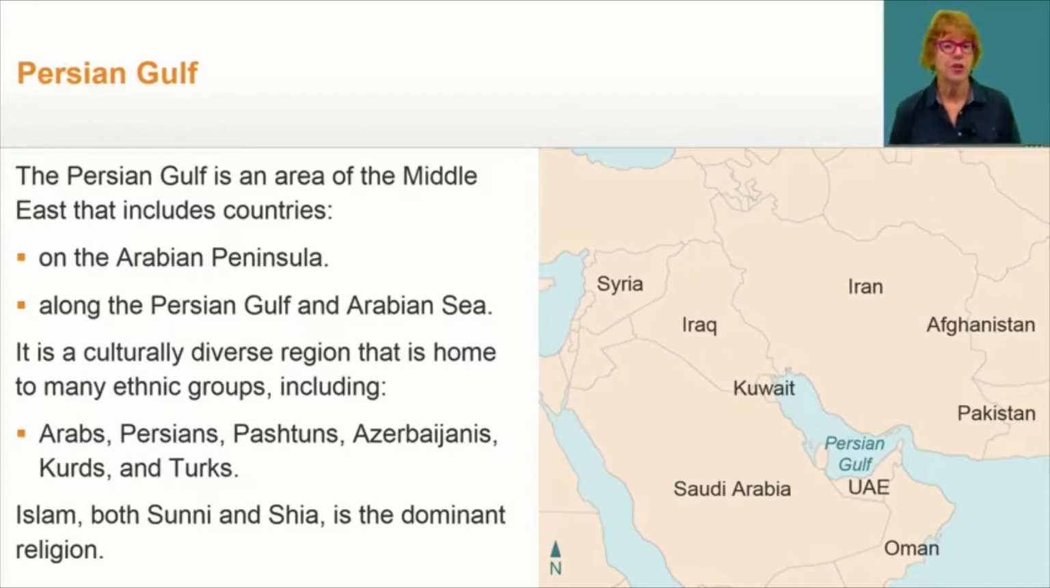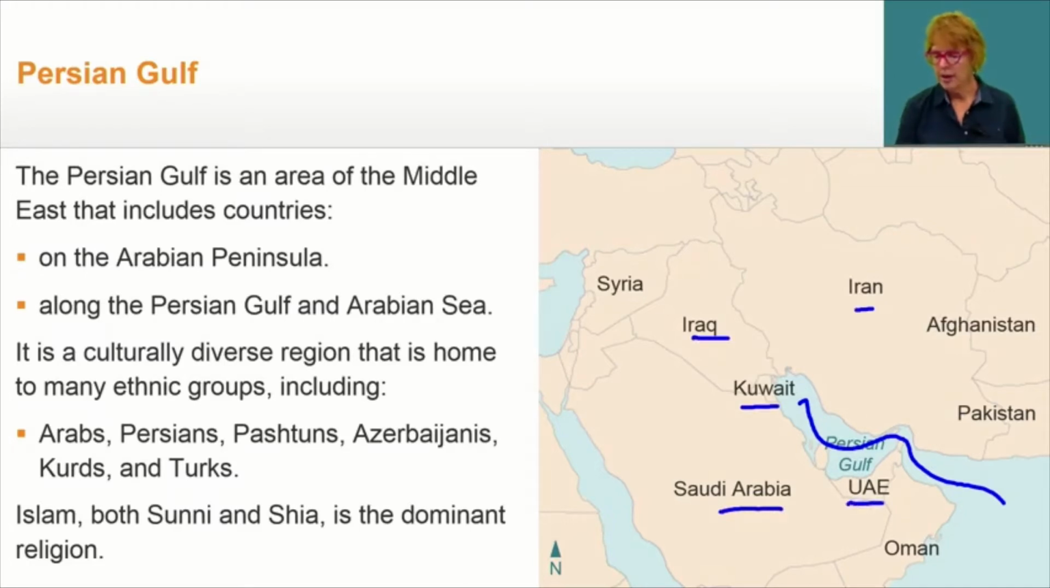When we talk about the Persian Gulf region, we're really talking about the Middle Eastern countries collected around the Persian Gulf itself. And these countries include Saudi Arabia, Kuwait, Iraq, Iran, United Arab Emirates, and Oman. The Persian Gulf is an area of the Middle East that includes countries on the Arabian Peninsula, along the Persian Gulf and the Arabian Sea. It is a culturally diverse region that is home to many ethnic groups, including Arabs, Persians, Pashtun, Azerbaijanis, Kurds and Turks, and Islam, both Sunni and Shia, is the dominant religion.